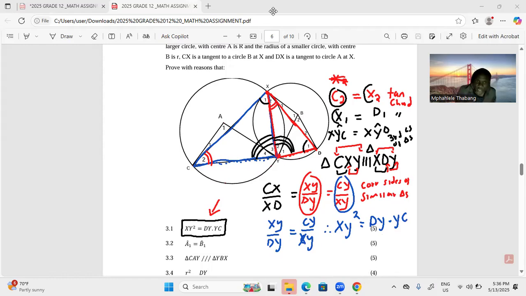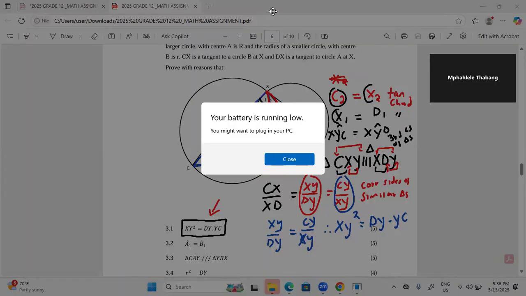It's very late and I don't have light where I am. Let me just stop my video. My battery is running low. I will have a very, very big serious problem. I can't afford to have this work disappear after such.